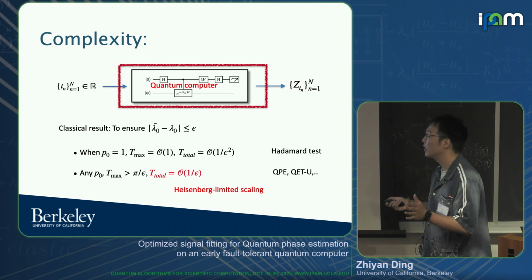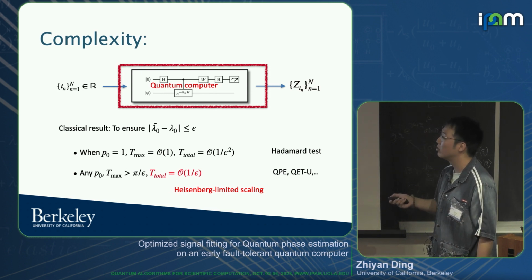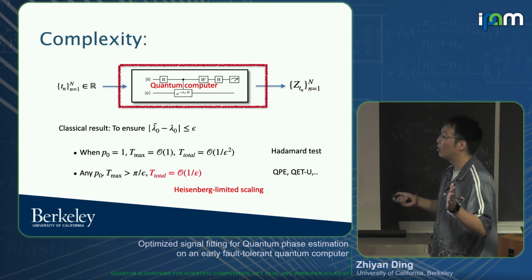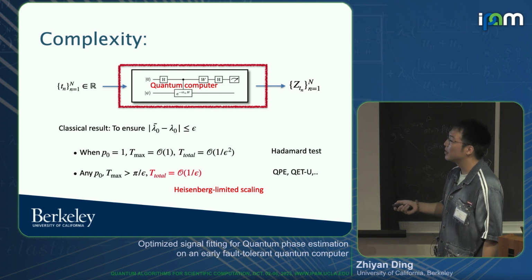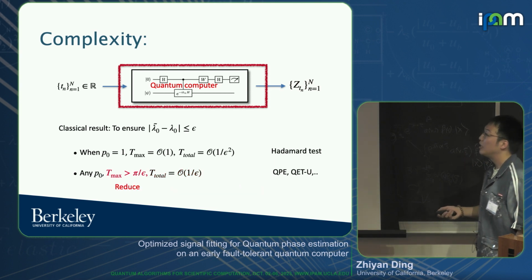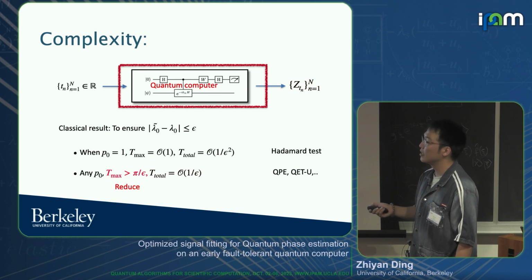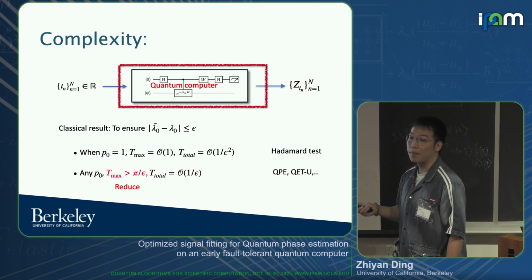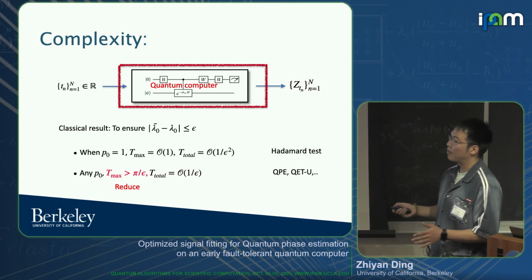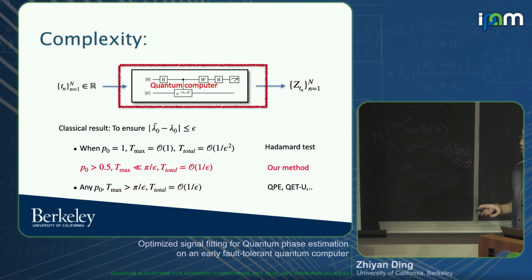People have developed a lot of different methods to achieve this optimal scaling in the total running time, such as QPE, QETO, and all other methods. This optimal scaling is often called the Heisenberg limited scaling. But previously, for all of these methods, they often use this Tmax that is at least larger than pi over epsilon. And in the first part of my talk, my goal is to try to reduce this number.